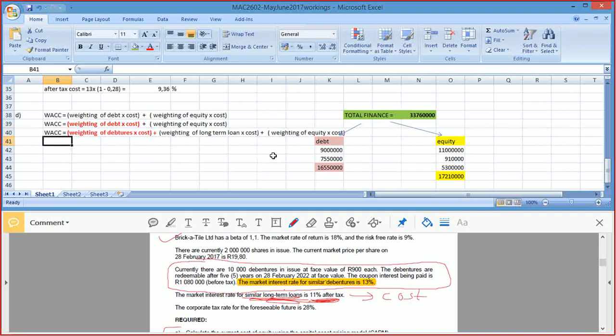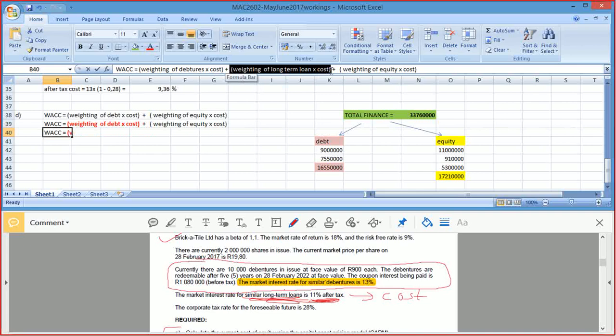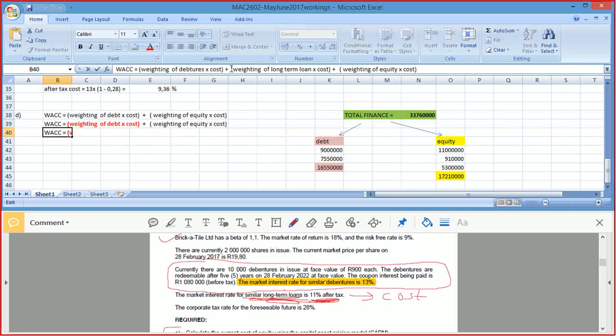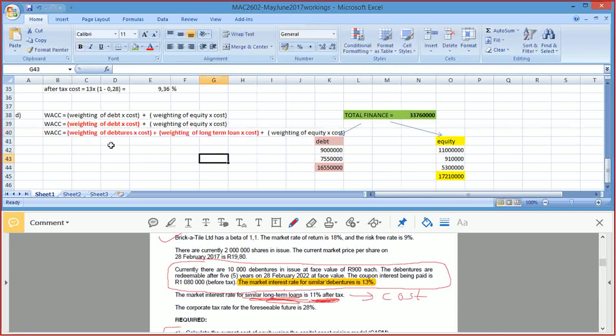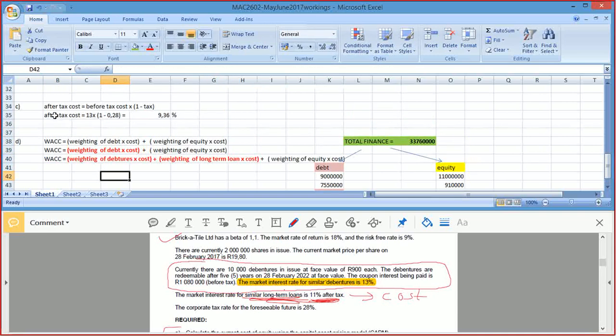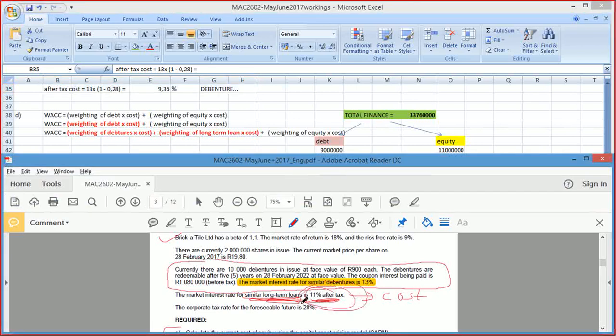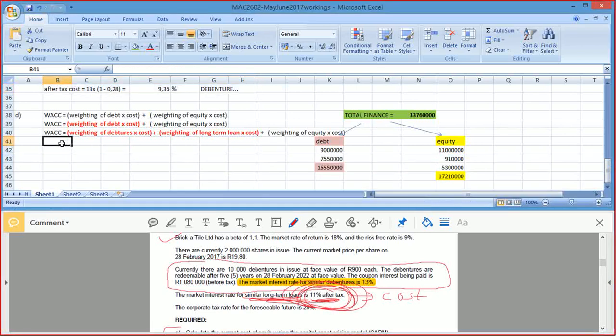Okay, do you see that? Yes, sir. So why do we separate them if debentures are also a kind of debt, sir? Yeah, you separate them because they've got different costs. The debenture cost is 9.36 after tax, and the long-term loan cost is 11% after tax. See that? Yes, sir. So they're different.